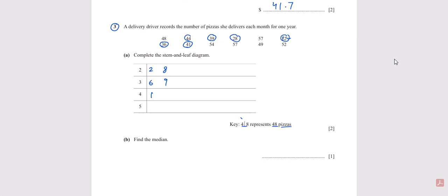44, write only 4. 48, write only 8. 49, write only 9. 52, write only 2. 54, 4. 57 and 57. This is a stem and leaf diagram.